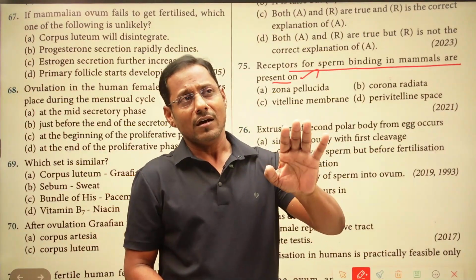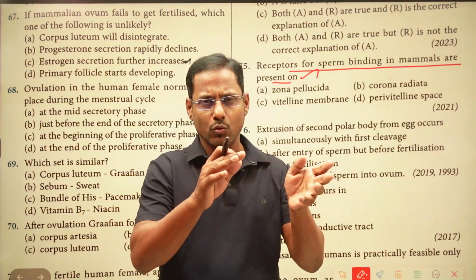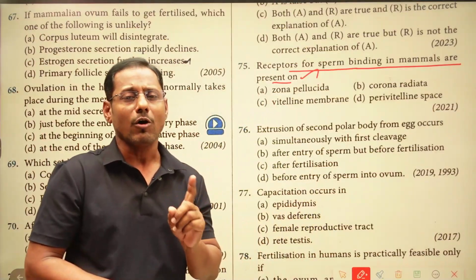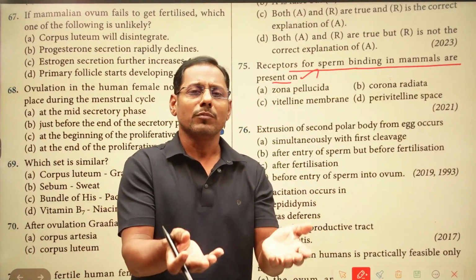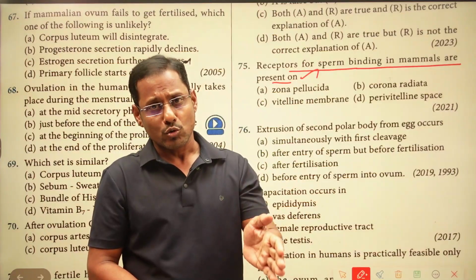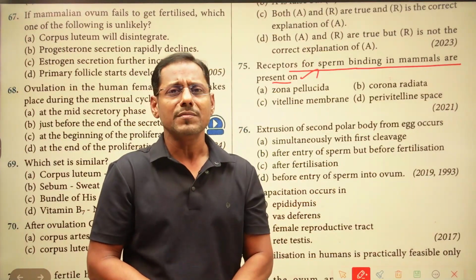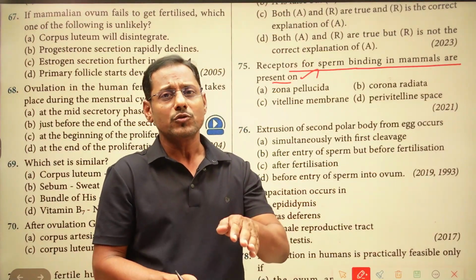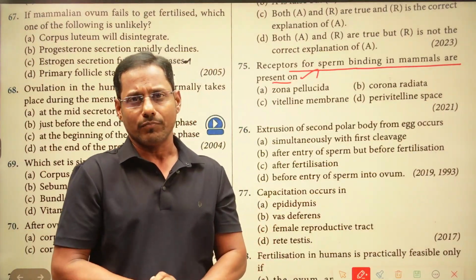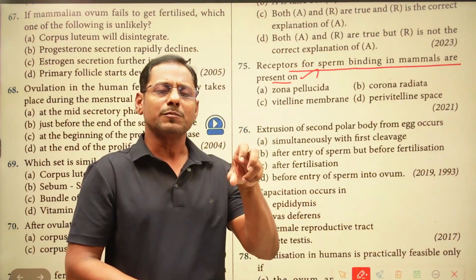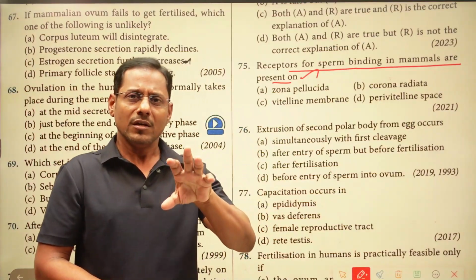From there, the acrosome, what is that? The cap-like structure present on the head of the sperm is going to release some kinds of enzymes, like acrosin and hyaluronidase. These are digestive enzymes which are going to digest the zona pellucida in order to let the sperm enter the ovum. Right, the first thing is that the sperm is going to attach to the zona pellucida of the ovum.